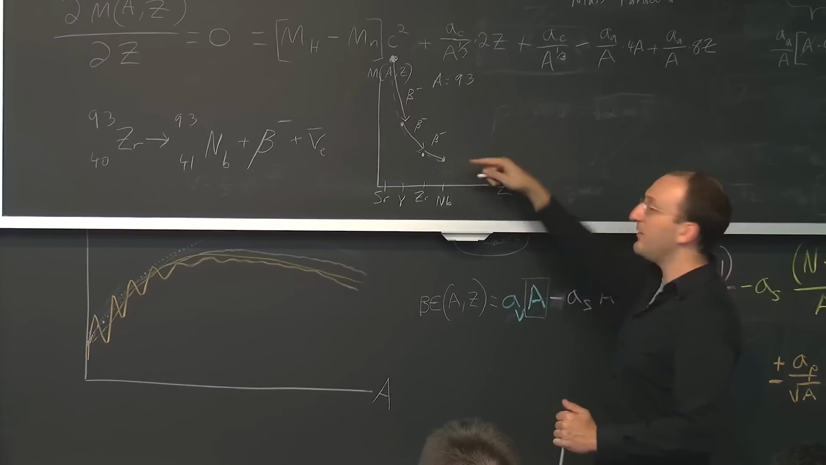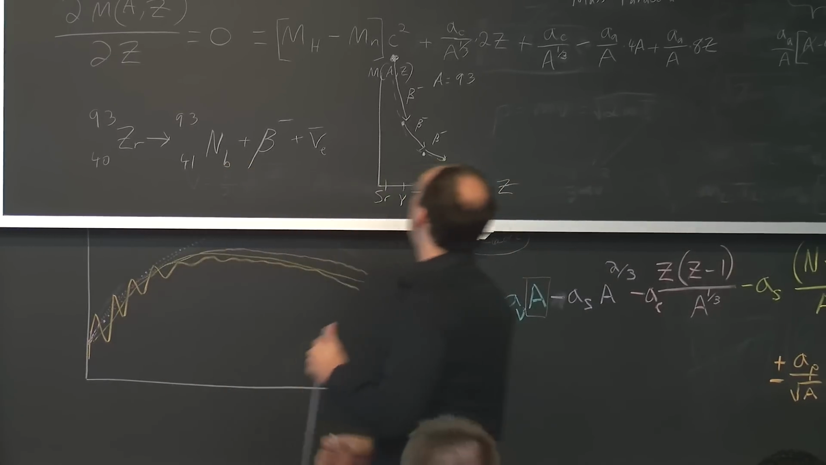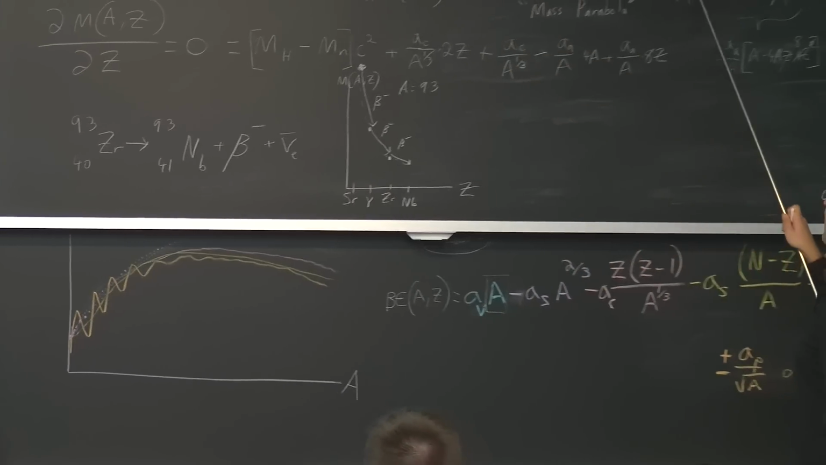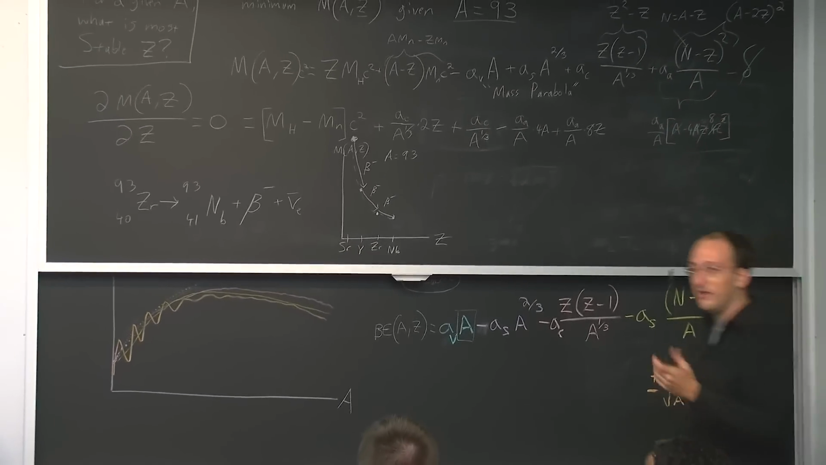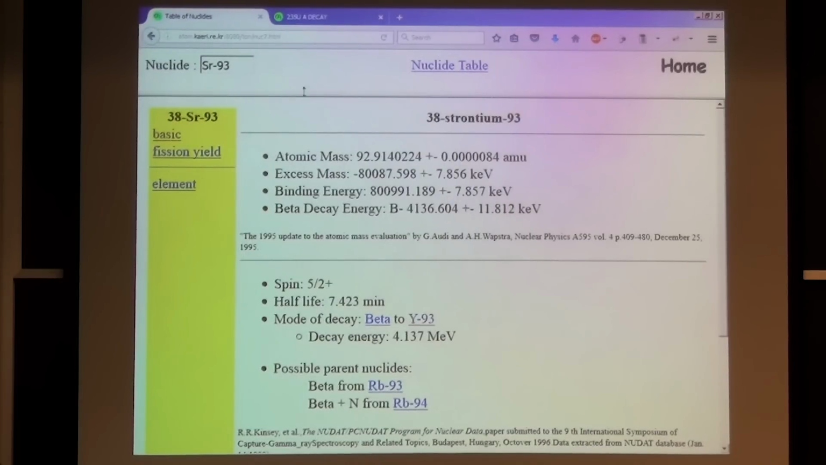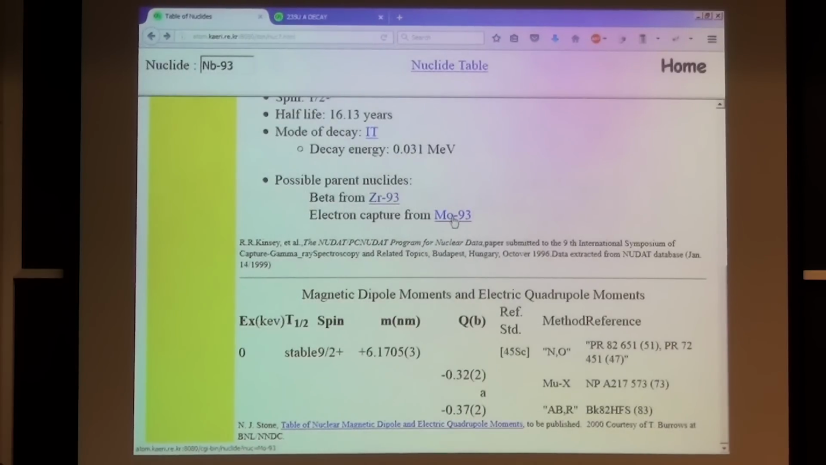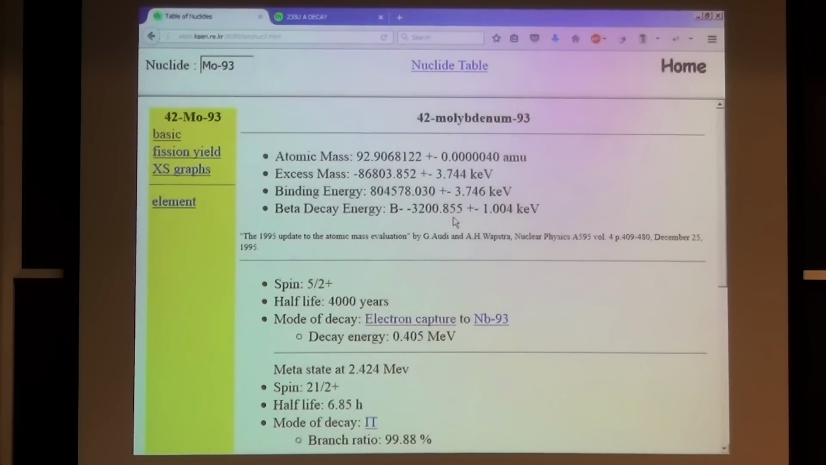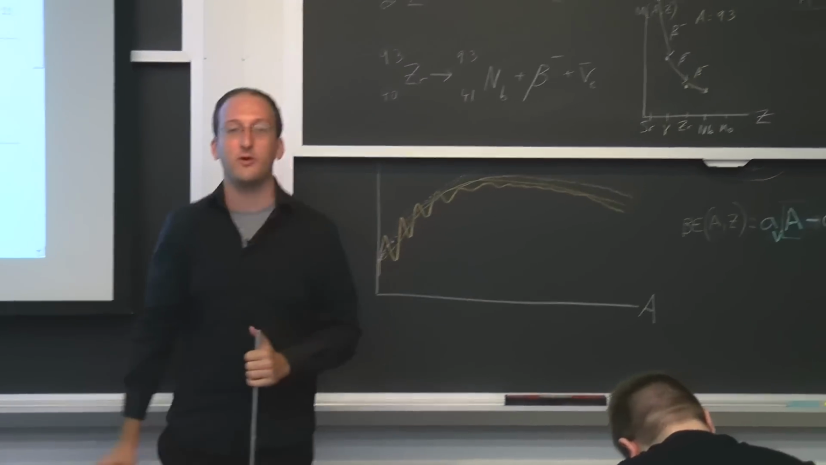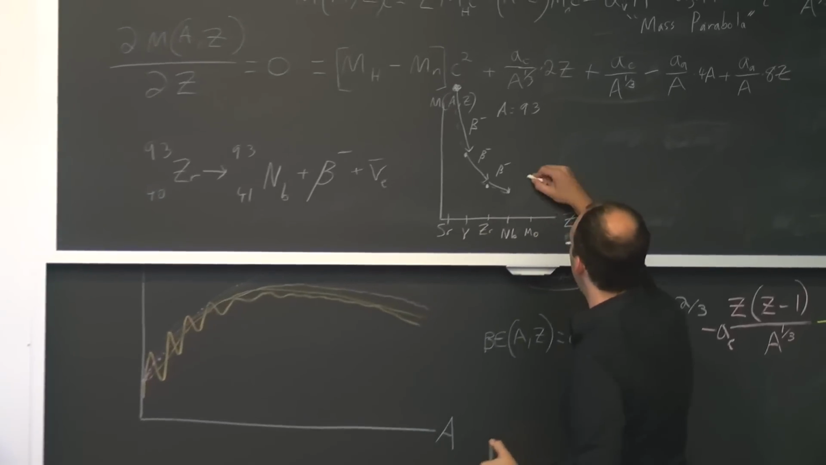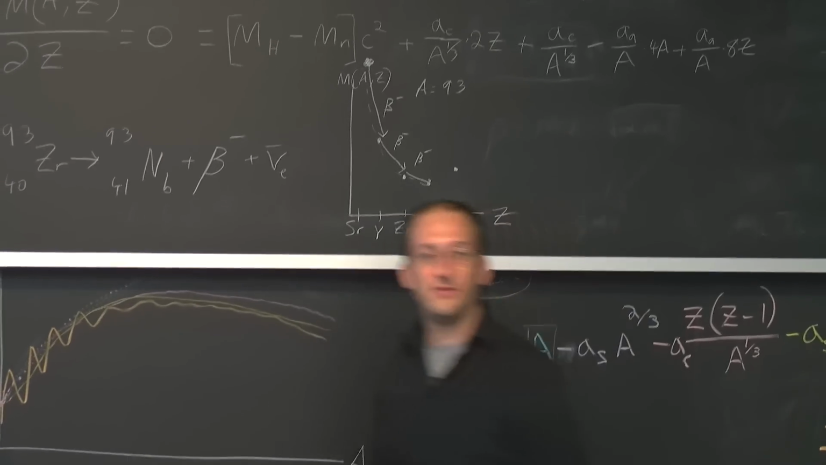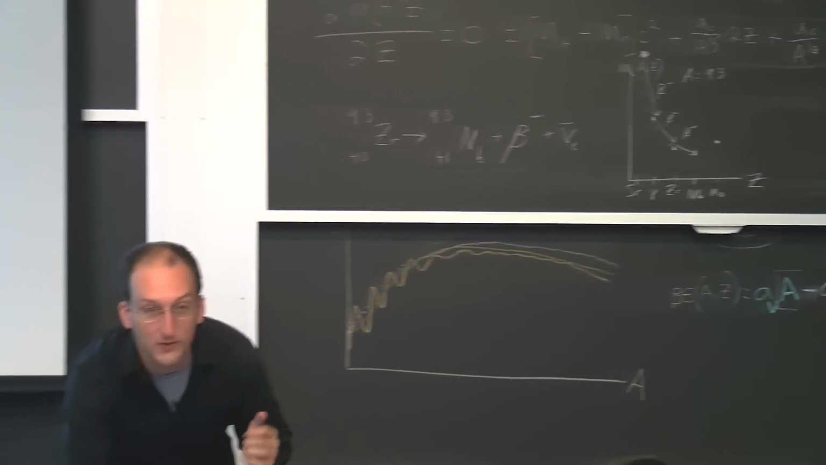So let's now look at the other side of the parabola and confirm that the semi-empirical mass formula, which predicts something parabolic here and here with respect to Z, actually checks out. So let's back up to niobium 93. Notice that it could also have come from electron capture from molybdenum 93. So let's put molybdenum right here, and it decays with an energy of 0.4 MeV into niobium, which let's say is around here. Let's keep going through the chain. Anyone have any questions so far while we keep going?